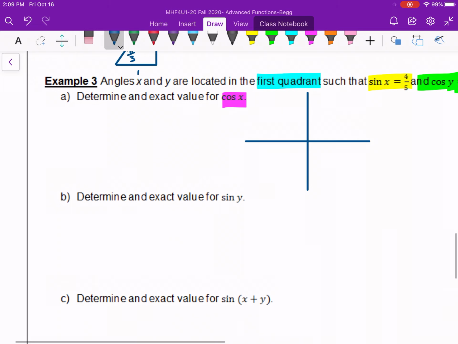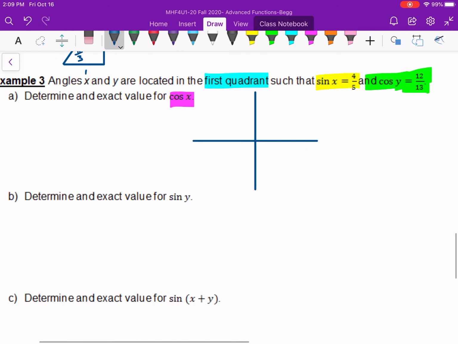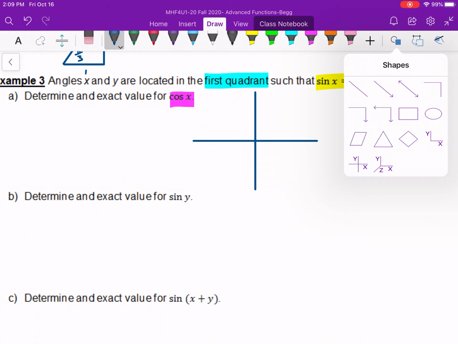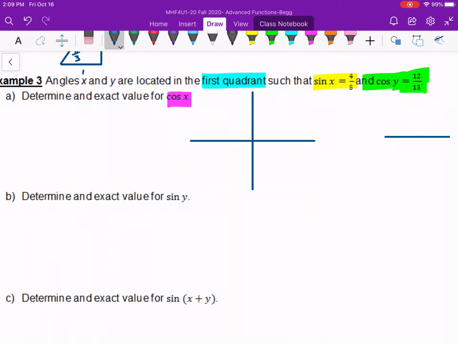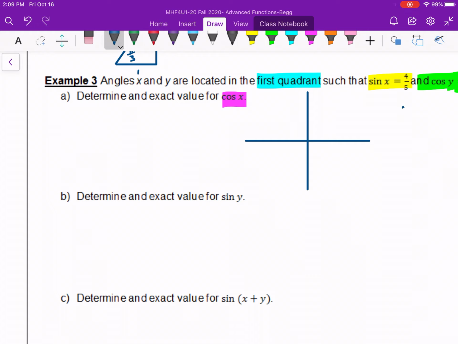So in the first quadrant, we've got this sine value of 4 over 5. Remember, all the trig ratios are related to different sides of the triangle. Sine is opposite over hypotenuse. So I know I have an angle that's going to have an opposite side of 4 and a hypotenuse of 5. So maybe the angle looks like this, or the terminal arm looks like this. That way, when I draw my triangle here in the first quadrant, opposite is 4, hypotenuse is 5.